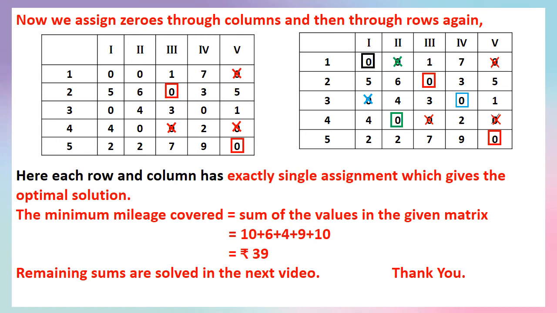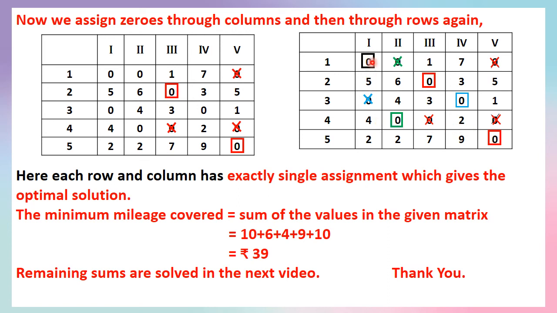Now we assign through zeros along columns. Here the first and second columns contain more than one zero, so we cannot make any assignment. The third column has no more zeros, and in the fourth column there is exactly a single zero, so we can make the assignment here. This blue box represents the assignment, and then we cross out the zero in that particular row. If we are making an assignment through a column, then we cross out the zeros in the row. Then the last column does not contain any more zeros.